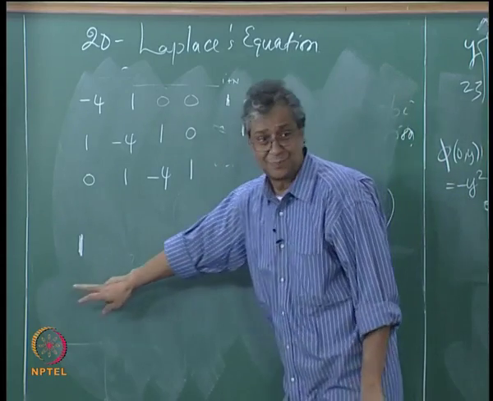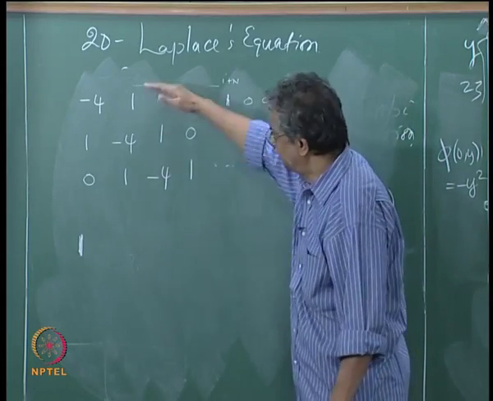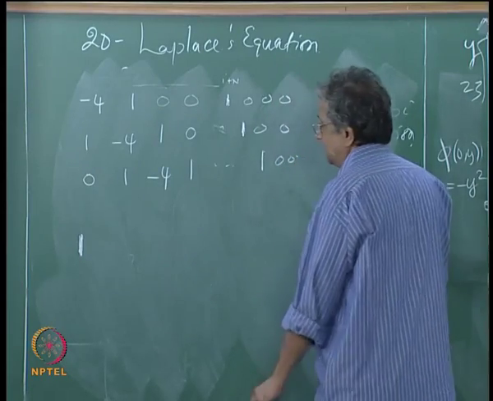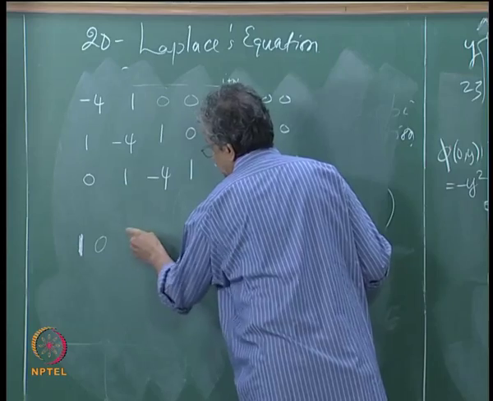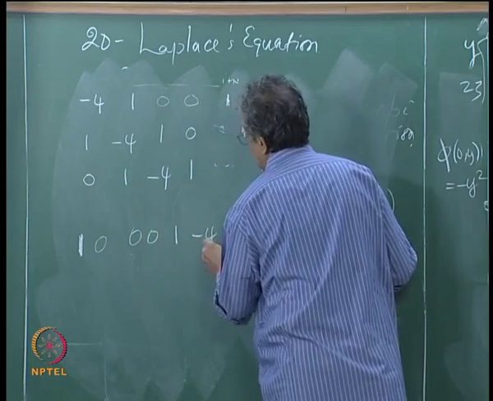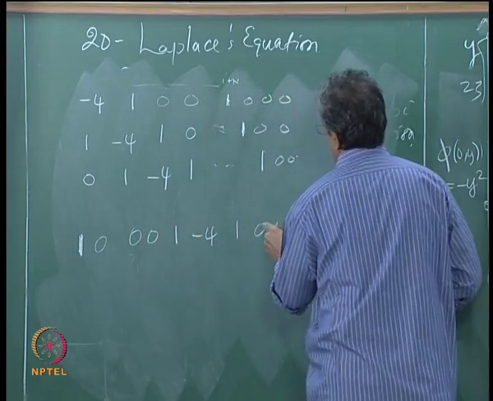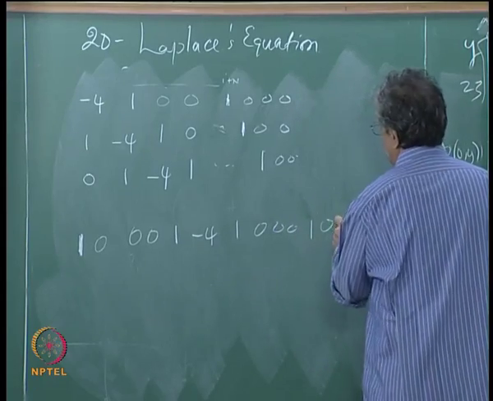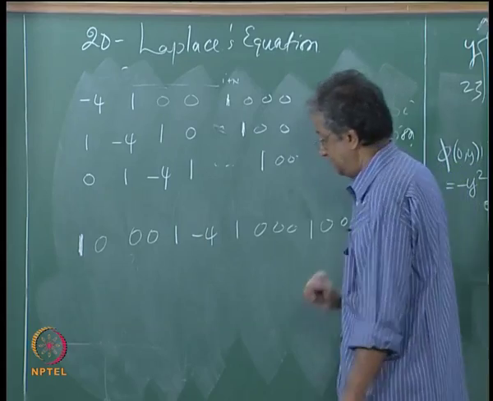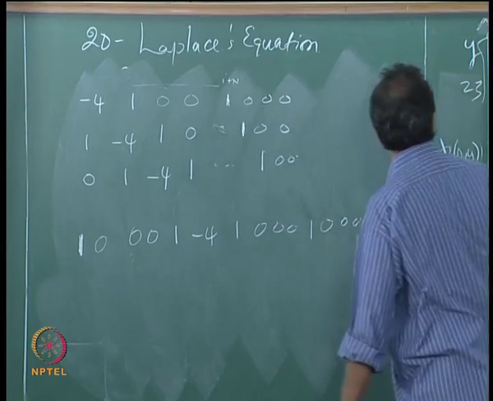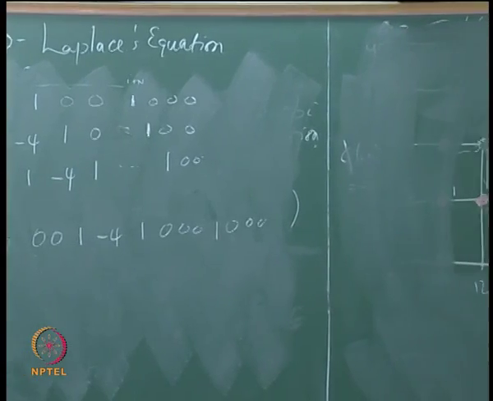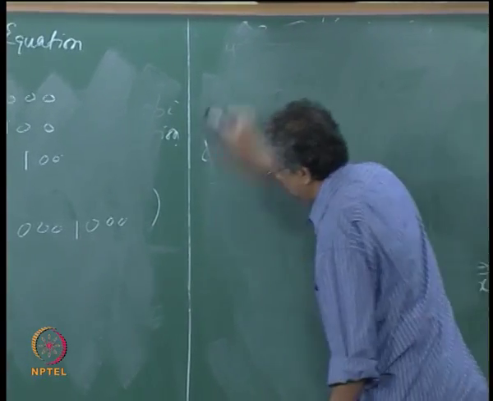Now from the first row something is contributing. While you are in the first row, the one below goes to the right hand side, okay. So you get lots of zeros, 1, minus 4, 1, lots of zeros, 1. Lots of zeros. In case this doesn't make sense, I'm going to erase this. I'll just draw lines.